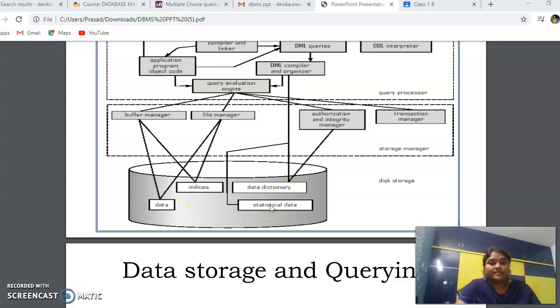What is statistical data? Statistical data is data about history, that is, the past history. Even on many websites, you can go and browse history data. What is a data dictionary? A dictionary gives you all the meanings, so data about data is known as the data dictionary. Indices are used for fast access. As I said, there will be a large amount of data, so by using indices, you can access the data very fast.